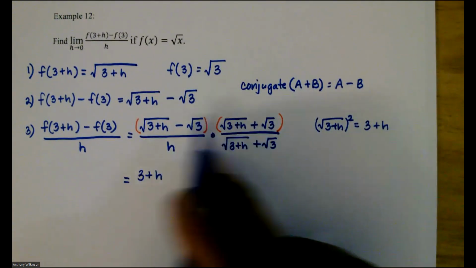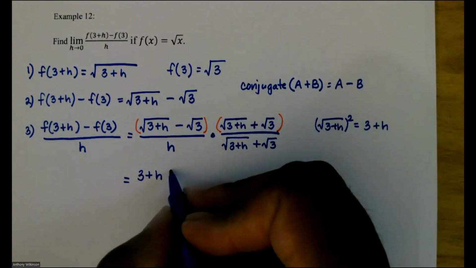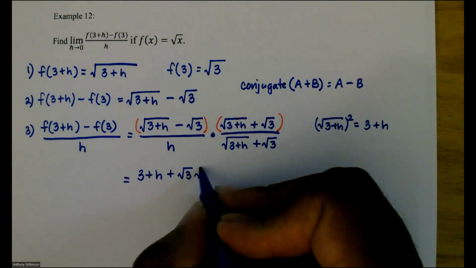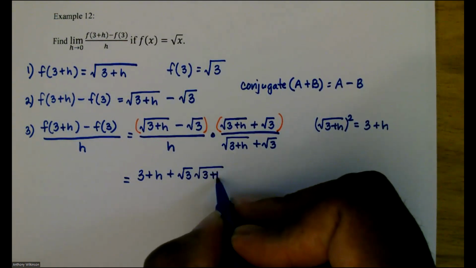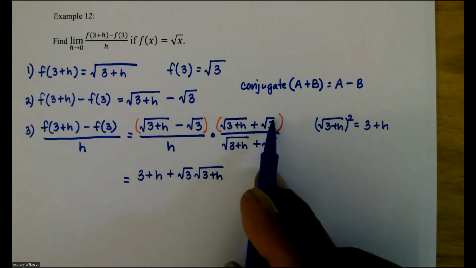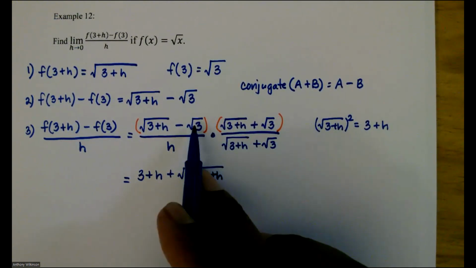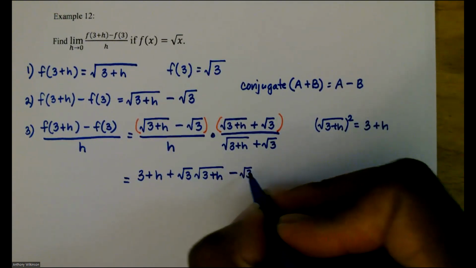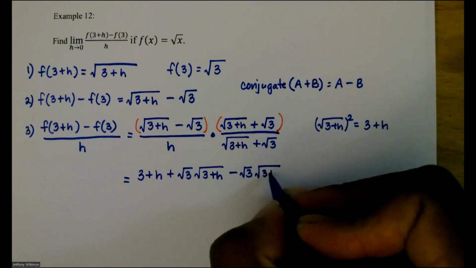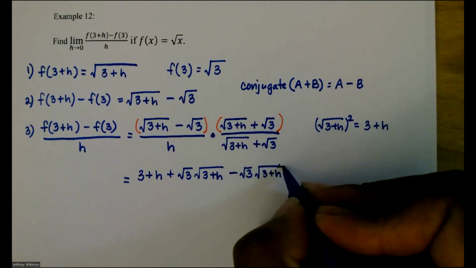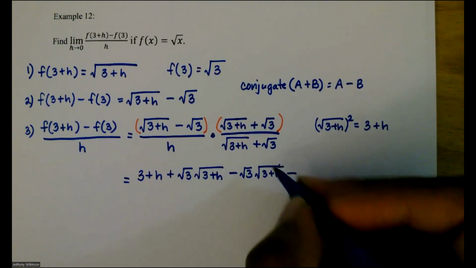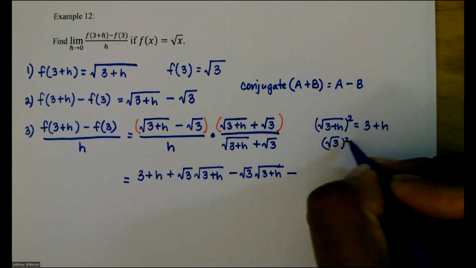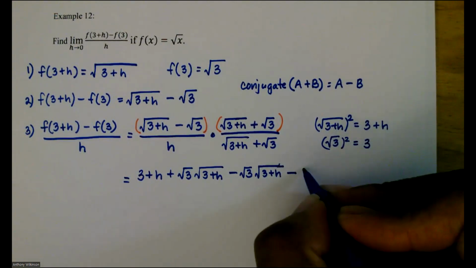The outer is going to be these two terms put together. And it's going to be plus the square root of 3 times the square root of 3 plus h. That's the outer. The inner is these two right here put together with a minus sign. So it'll be minus square root of 3 times the square root of 3 plus h. And then a minus times that plus would be minus the square root of 3 times itself, which is actually the square root of 3 squared. That's just going to be 3.